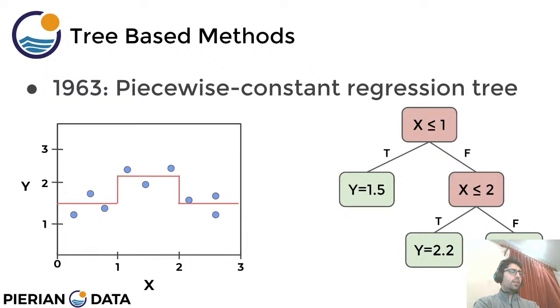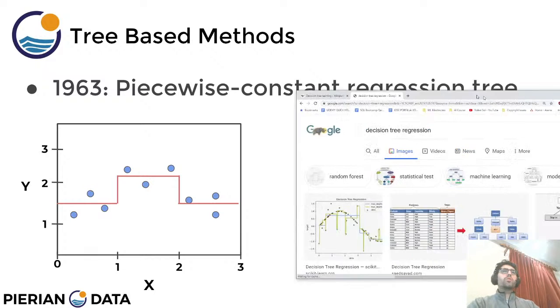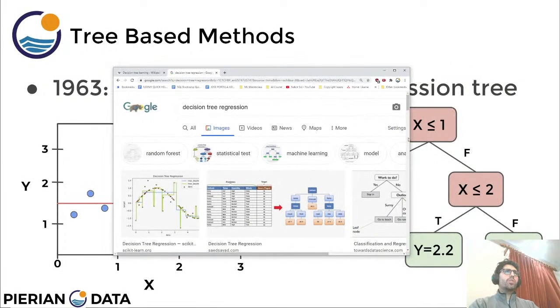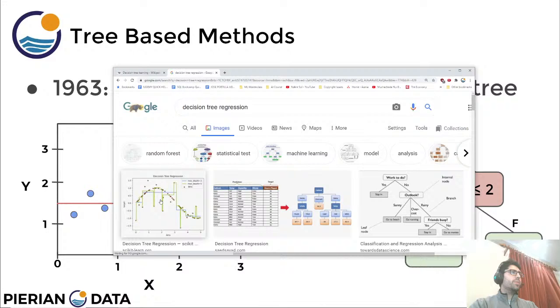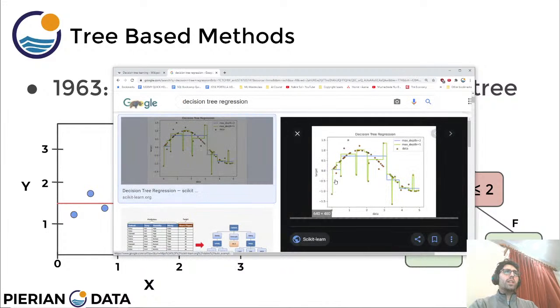So if you ever do a Google image search for decision tree regression or random forest regression, if you actually see the regressions themselves, you'll notice they're always these blocky, squarey looking things. And that's just the nature of the algorithm because it's based on how finely it's splitting up those features. So keep that in mind. You'll always get this sort of behavior.